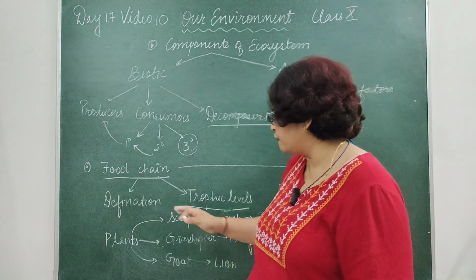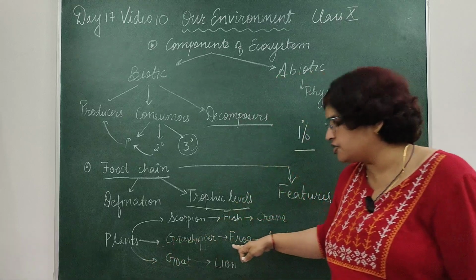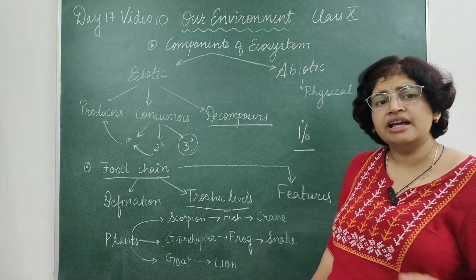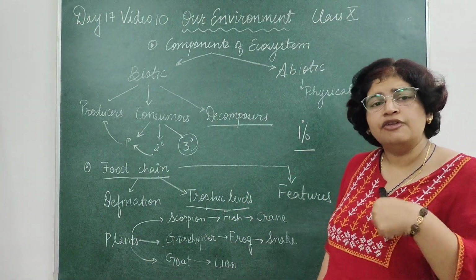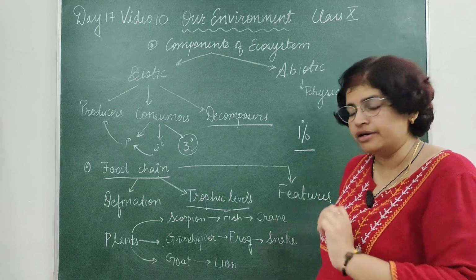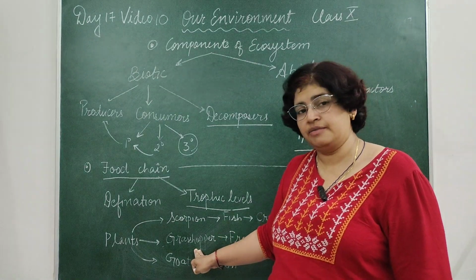That's why I'm saying the food chain involves the unidirectional flow of energy. Once the energy is consumed by producers, it will not go back. It will move forward to the next trophic level.